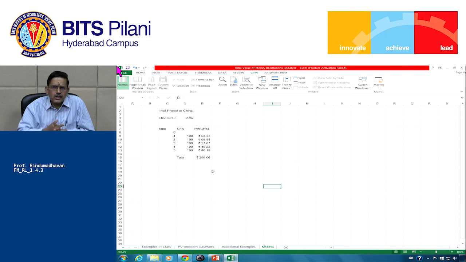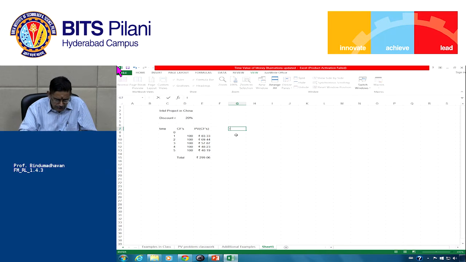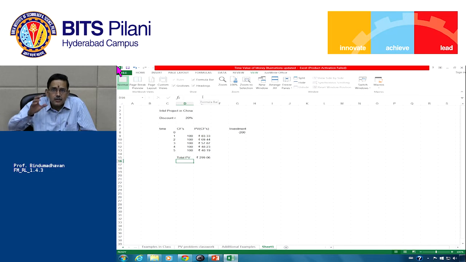Now there is a cost to set up this plant. So let's say that it costs $200 million to set up the plant. So therefore the initial cash flow, that is at time t equal to 0, the investment for this project is $200 million. Then if you net that, so this is the total present value, what we have here is the total present value. So if you net the total present value of the future cash flows against the investment cost, then that is called the NPV.